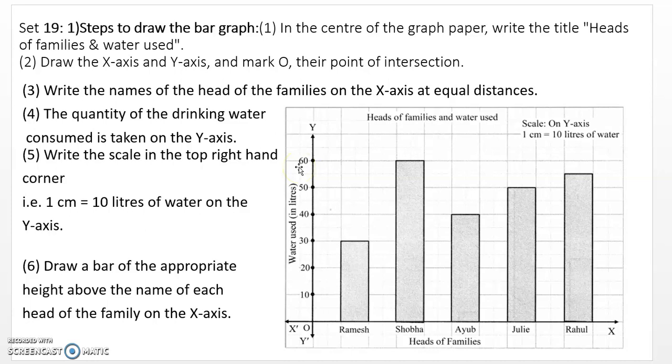And then what is said: the quantity of drinking water consumed is taken on the y-axis. Write the scale. So here the scale is written: 1 centimeter is equal to 10 liters of water. Then you have to draw the bar of appropriate height above the name of each head of the family. So here this is written like this. You have to draw it.